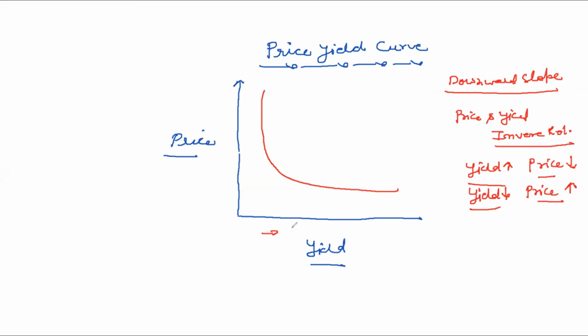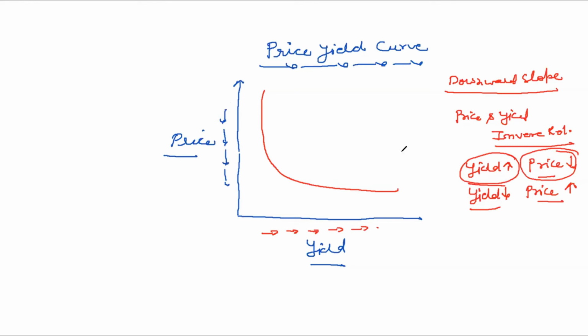As the yield is going up, the price of the bond is falling, right? You can see this is the price axis. So the price of the bond is falling as the yield is increasing. That's why this curve has a downward slope.